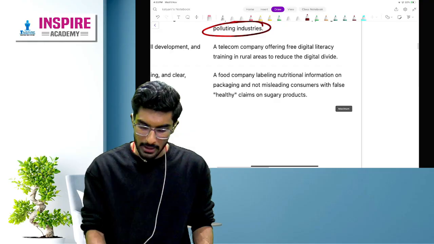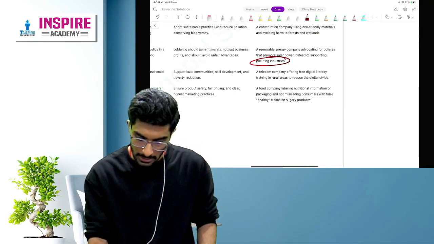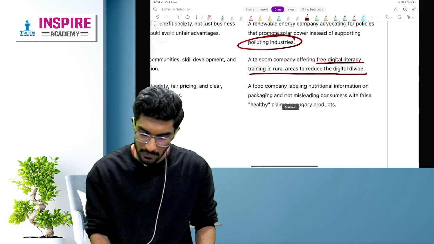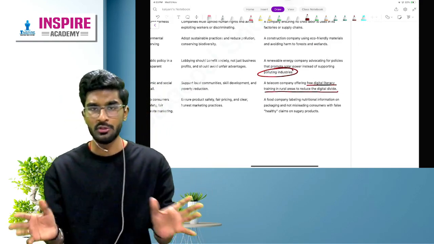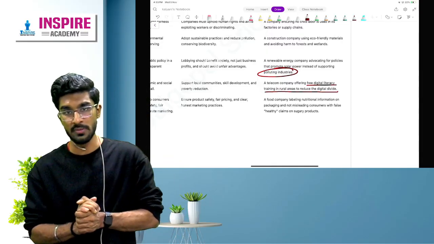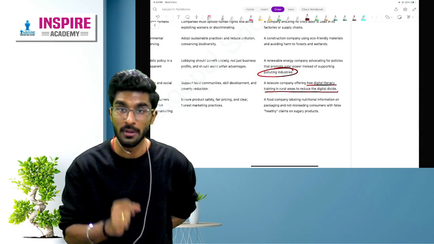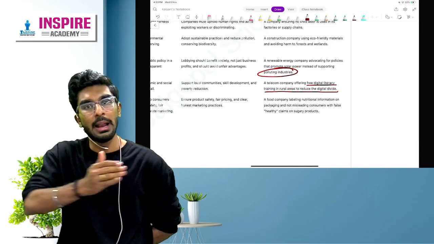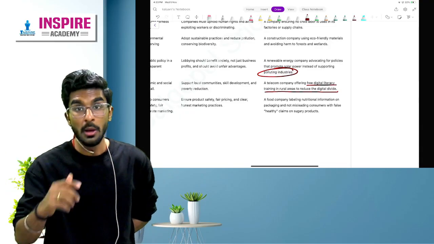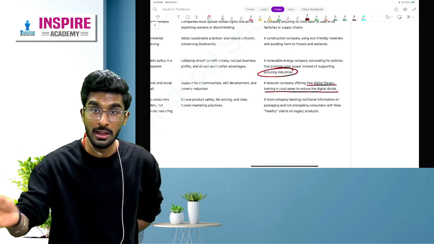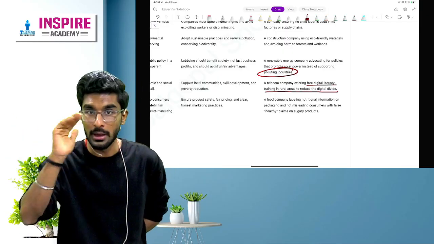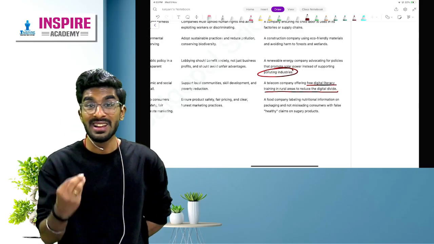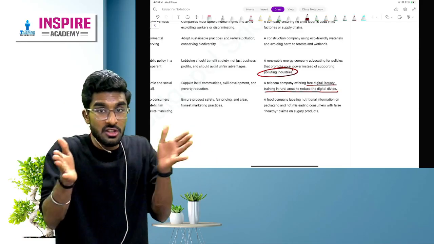Example, people: a telecom company offering free digital literacy training in rural areas to reduce the digital divide. What is the meaning of this? Let's take an example of Jio. Jio launched free 4G services. Because of that, women who were living in villages, people who couldn't afford education, people who thought they would do some mediocre work their entire life, got education. After that, they also got employment. They came to towns and cities. Yes or no? Now, how is this possible? Because of Jio's free 4G services, they reduced the digital divide.